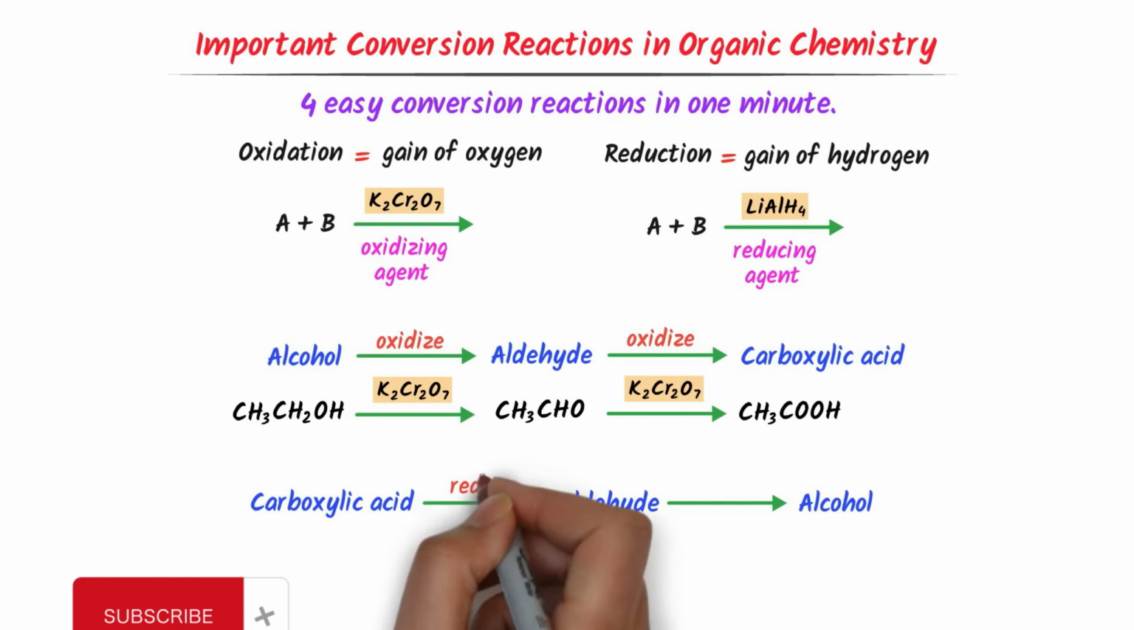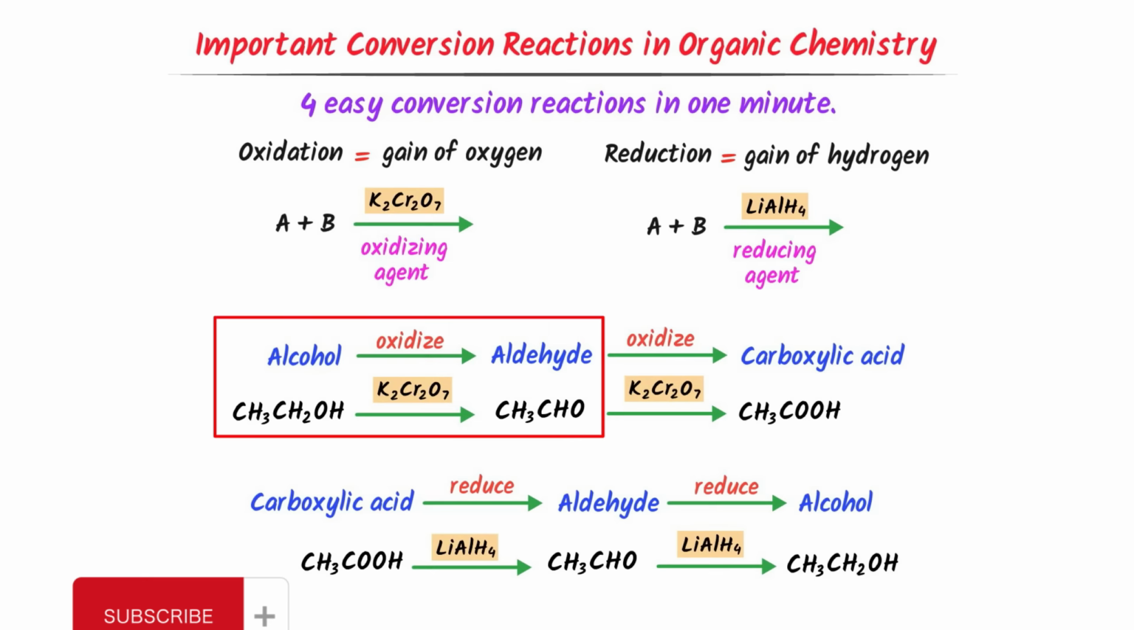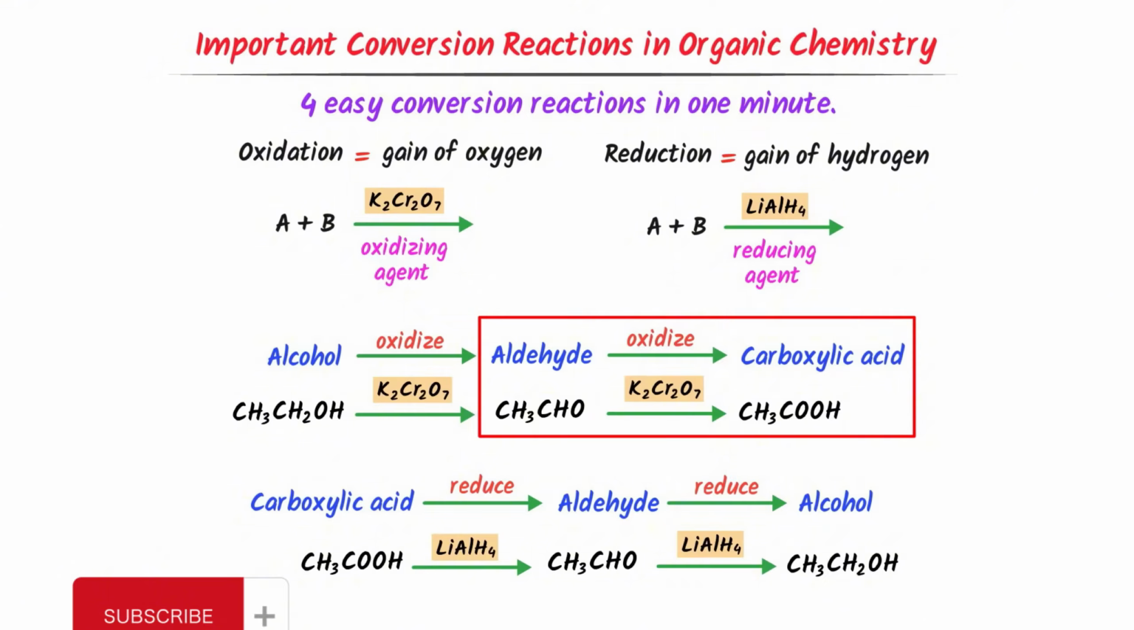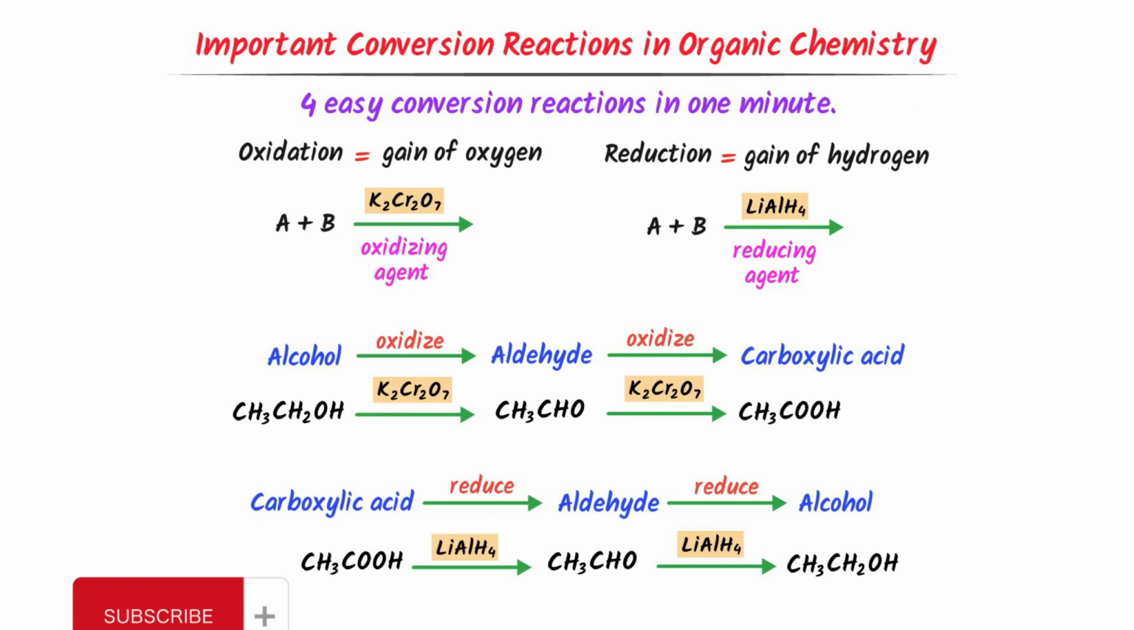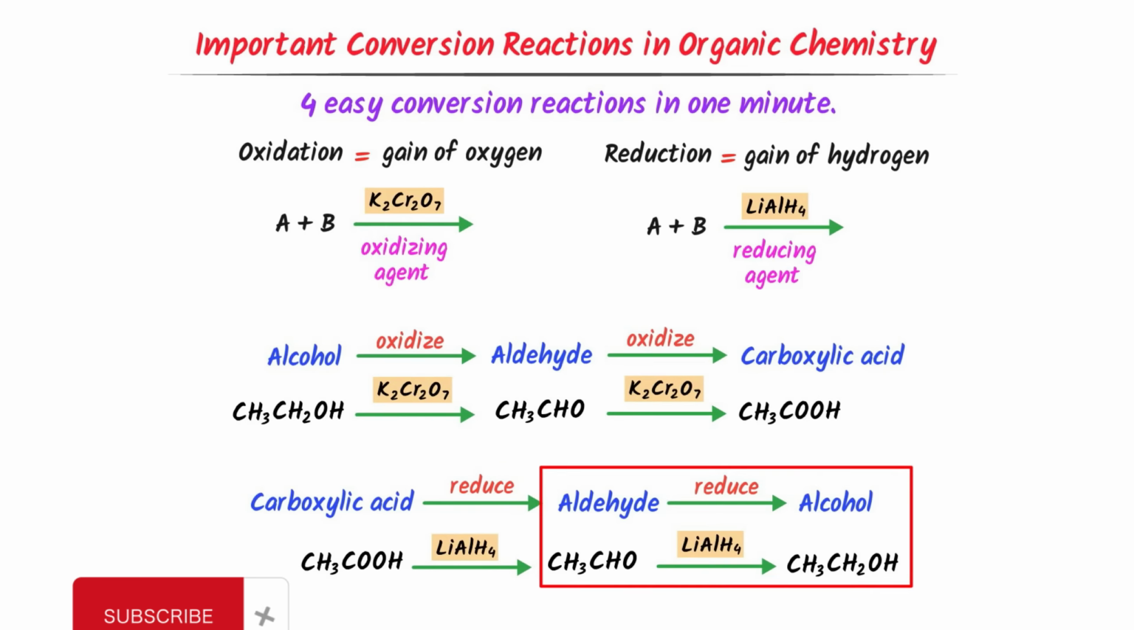On the other hand, consider this ethanoic acid. When I reduce it, it will convert to ethanal. When I reduce ethanal, it will convert to alcohol. Thus remember that if we oxidize alcohol, it will convert to aldehyde. If we oxidize aldehyde, it will convert to carboxylic acid. On the other hand, if we reduce carboxylic acid, it will convert to aldehyde. If we reduce aldehyde, it will convert to alcohol.